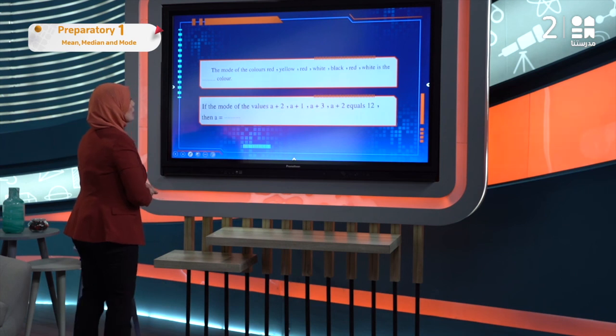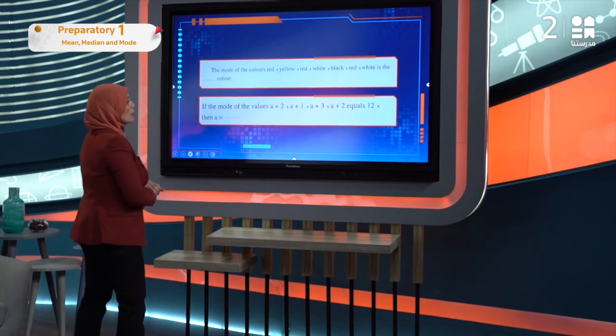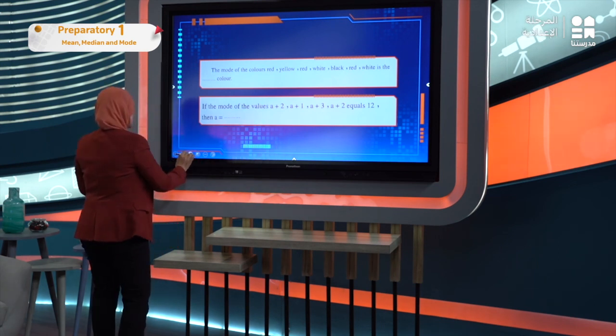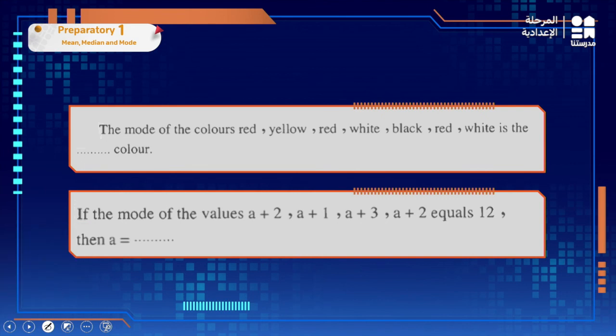Then the mode of the colors red, yellow, red, white, black, red, white is the blank color. Which color is repeated? Red is repeated 3 times. White is repeated 2 times. Which one is more? Red, of course. So the answer will be red.